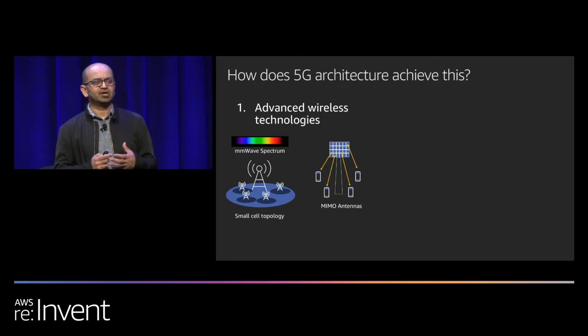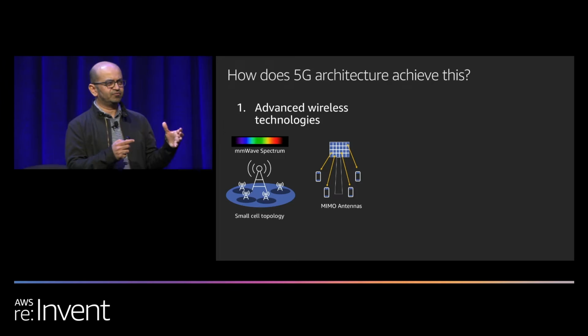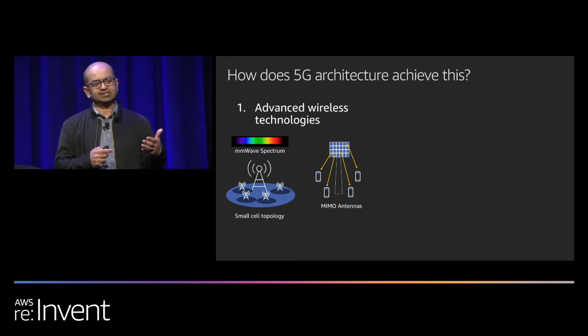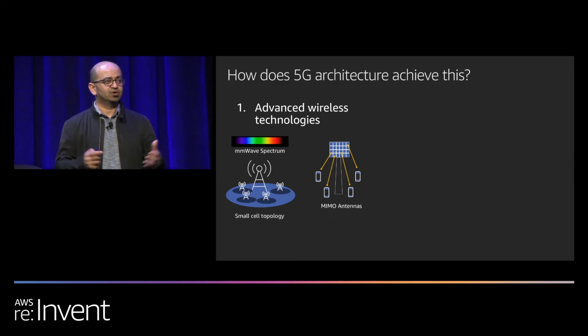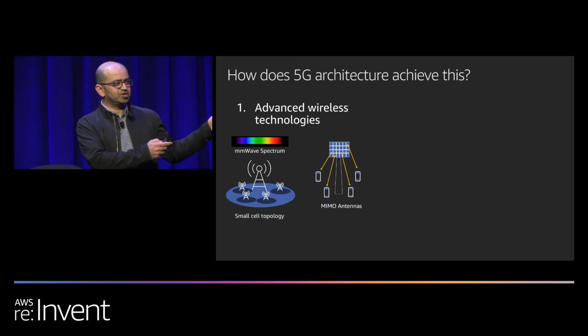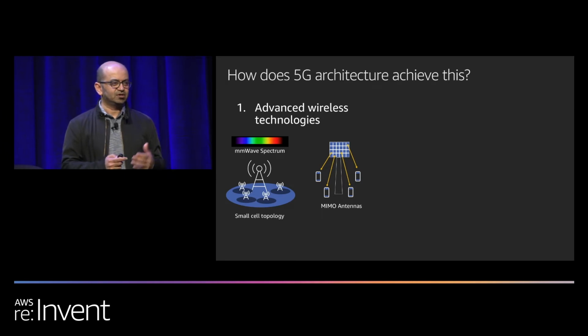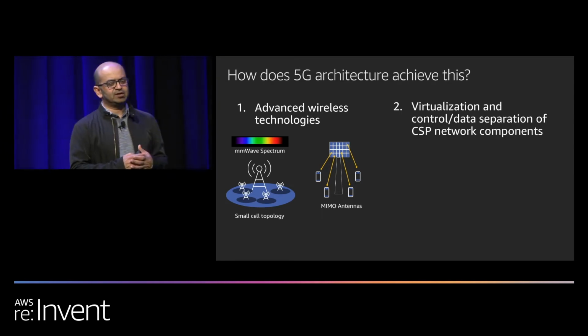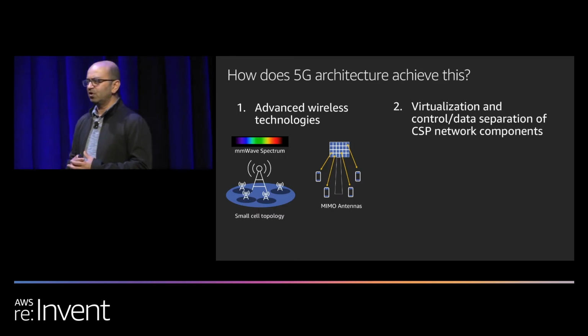So today, a cell tower typically covers a radius of about 1 kilometer or 2. With this topology, you would have smaller cells which would cover a radius of around a few hundred meters. So this way, you can pack more towers in the same geography, reutilizing the same frequency spectrum over a wider range of devices. So these are some of the technologies. There's more, but this is one category of technologies which help achieve some of these objectives of 5G.